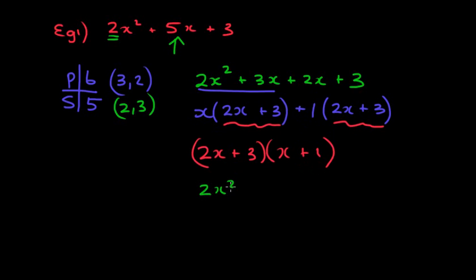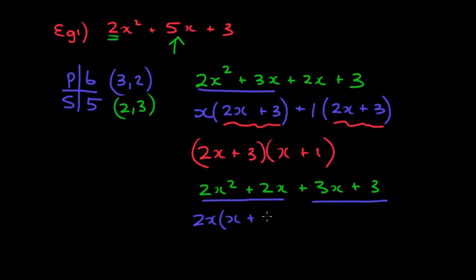So we could do 2x squared plus 2x plus 3x plus 3. All I've done is just reversed that around to see what happens differently. This time our factorising does change slightly, because obviously here we can see that 2x goes into both. We have x plus 1, and then 3 goes into both, we have x plus 1.